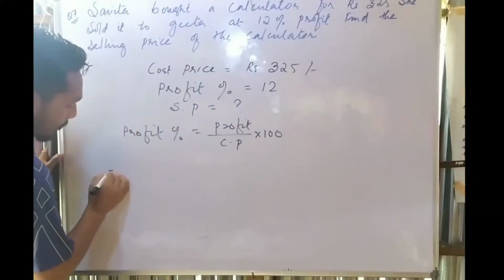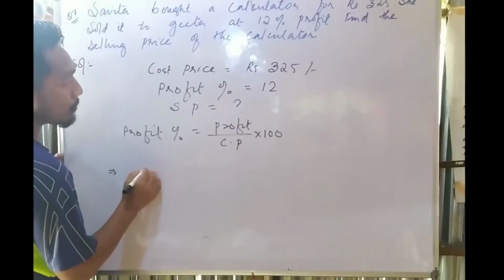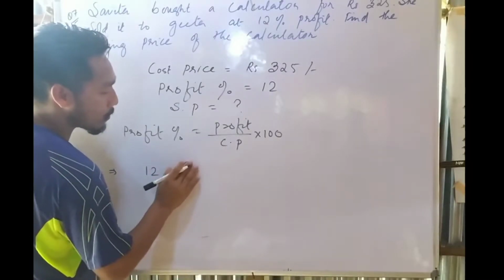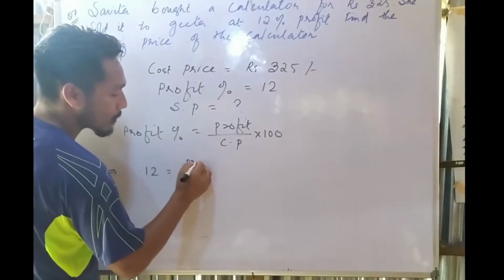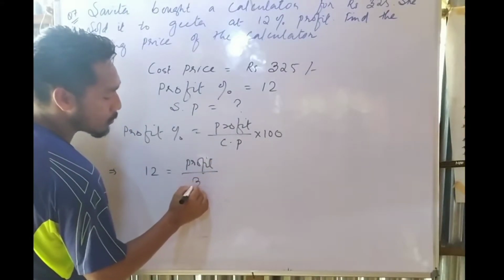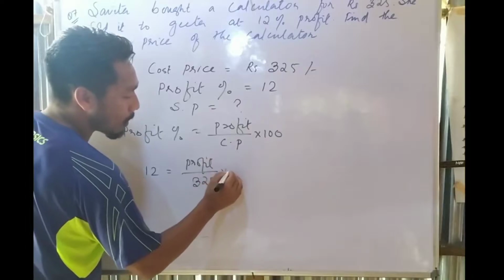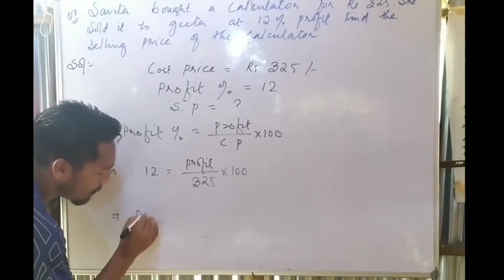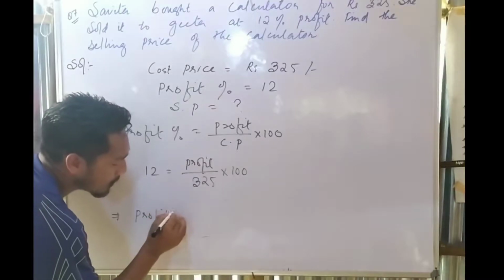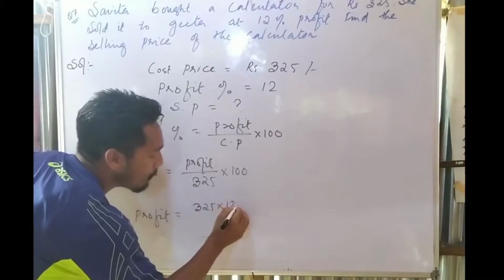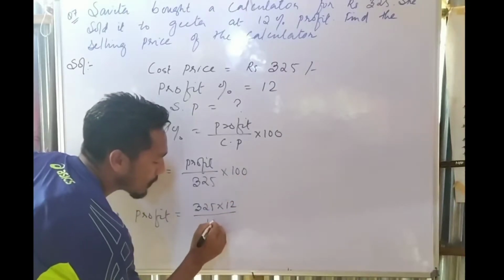Now we know the profit portion is 12, and the profit is not given, then divided by CP, which is given, 325, into 100. Now if I want to find out the profit, that means profit will be equal to 325 multiplied by 12, and 100 will go downside.